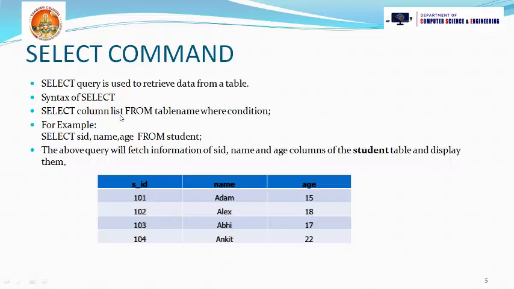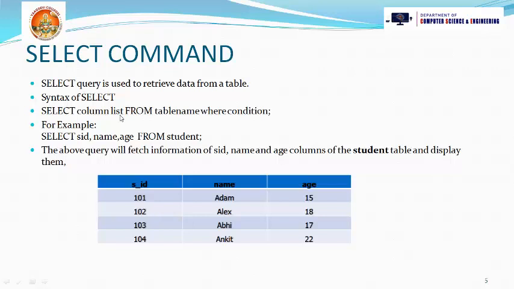So this is one example. So in student table we have 4 attributes: SID, name, age and address, but we need to display only 3 columns: SID, name and age. So here we are not using where clause. So without where clause, it displays all the records present in the table.